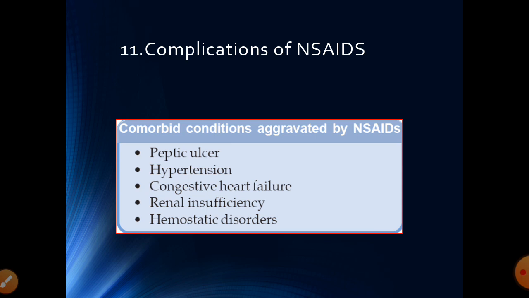जैसे NSAIDs हमने ट्रीटमेंट के लिए दी थी लेकिन उसके कारण पेप्टिक अल्सर इंड्यूस हो गया, उसके कारण हाइपरटेंशन इंड्यूस हो गया किसी पेशेंट में, कंजस्टिव हार्ट फेलियर हो गया किसी पेशेंट में, या रीनल इनसफिशिएंसी हो गया किसी पेशेंट में. So these are the physical imbalances that can be created by NSAIDs.